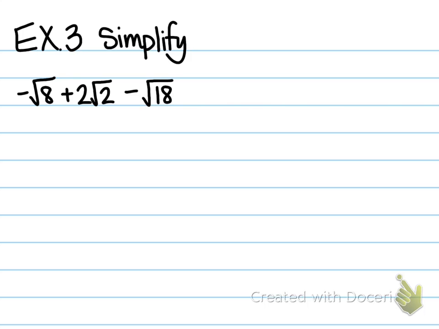Okay, for number 3, I have negative square root of 8 plus 2 square root 2 minus square root 18. So I'm going to simplify each one first, and then I'll see if I can add or subtract.